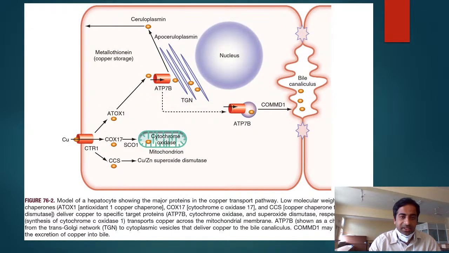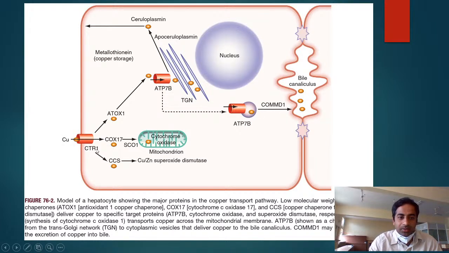So in this ceruloplasmin, here you see copper. So it has many chaperones. These are chaperones: ATOX1, COX17, and CCS. So these three are known as chaperones, which help in delivering the copper to the specific target proteins. So this is one target protein, ATP7B. Cytochrome oxidase, another target protein, and then you have ATP7B. So these are the target proteins.